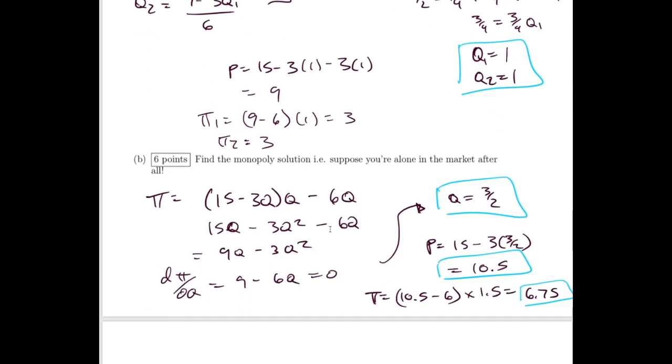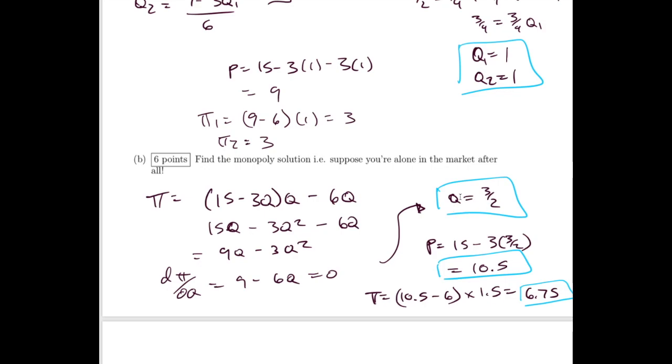All right, now let's find the monopoly solution. The monopoly solution is just take this inverse demand. So this is price, this is quantity, so this whole thing is revenue minus cost. I'll just simplify down, distributing. Now I'll take my derivative, so it'll be 9 minus 6Q is equal to 0. And solving, we find the monopoly's optimal quantity is 1.5.